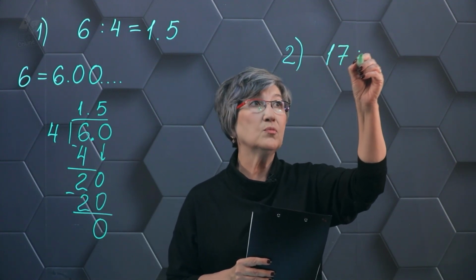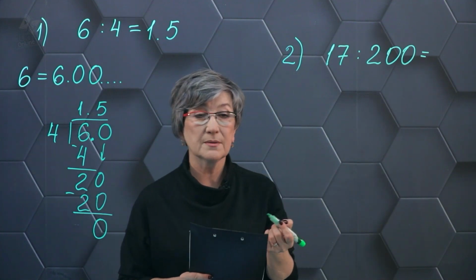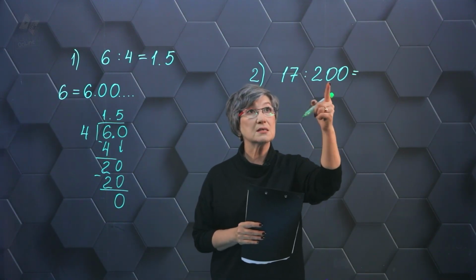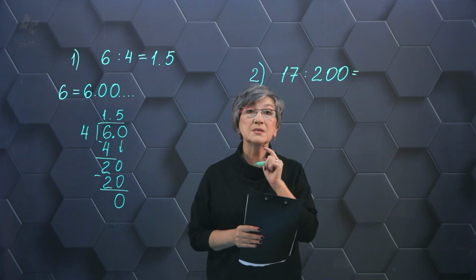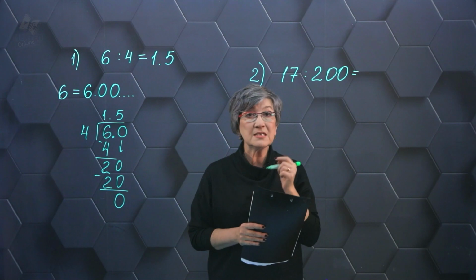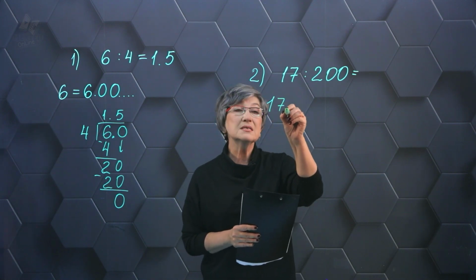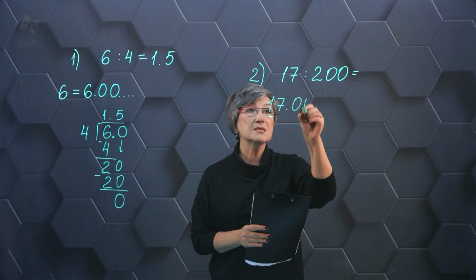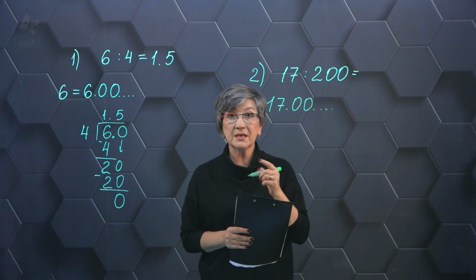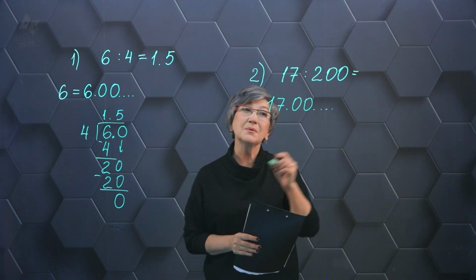For this, we will try to divide 17 by 200. What will be the result? Pay attention to our numbers. These are integers. But you and I remember that we can write an integer as a decimal fraction. To do this, we need to put a dot and write as many zeros as we want. These zeros will be used to get a 0 in the remainder. Now we do the division.